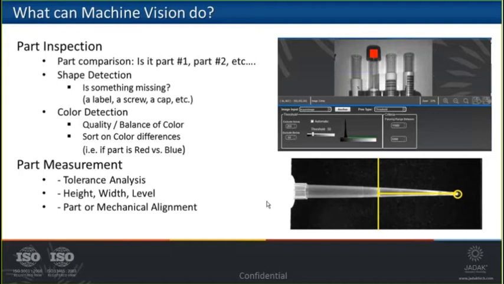So generally, we've seen more black and white machine vision, although color is not uncommon, but we've seen more black and white. So if you're just simply taking a presence absence or a width of a test tube and so on, you wouldn't need a color imager.